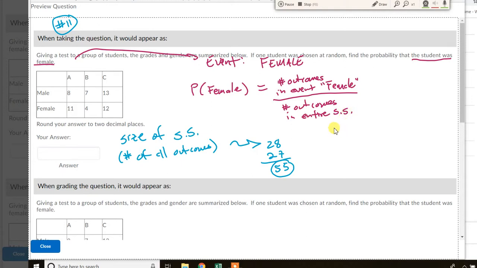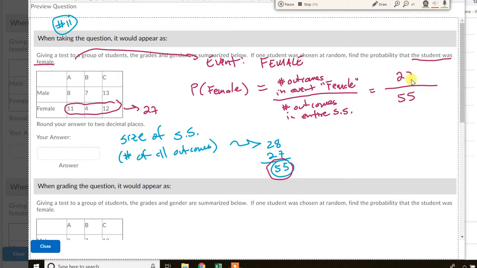Okay? So, we already know how many outcomes there are in the whole sample space, 55. How many of them give me a female? Well, this many. How much is that? If you add that up, that's 27 ways, right? 11 and 4 is 15, plus 12 is 27.